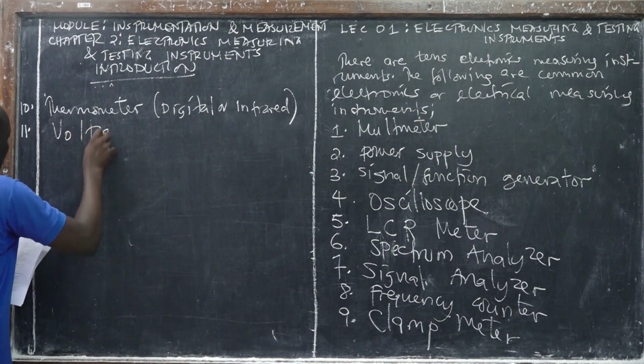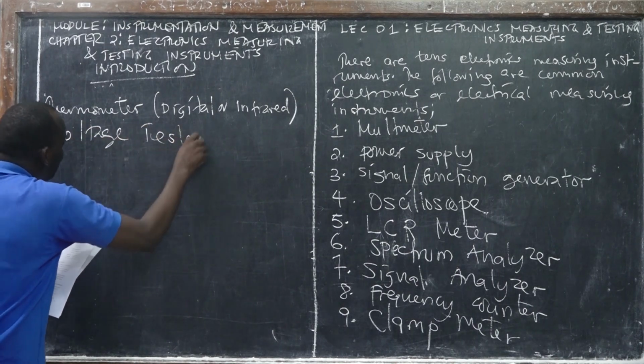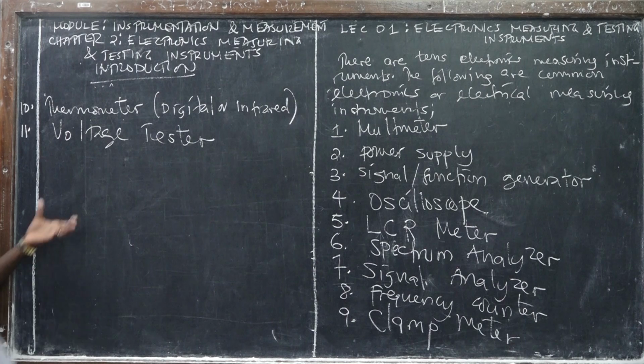Then number 11 is called the voltage tester. Say voltage tester. This is also a kind of electrical measuring instrument. It's a testing instrument, right? We'll discuss how it works.